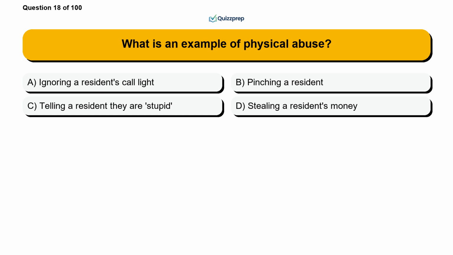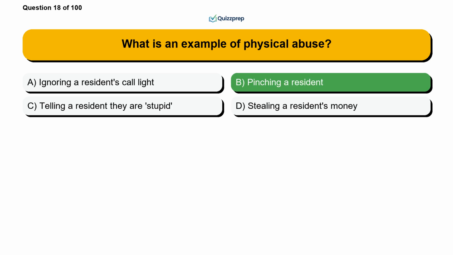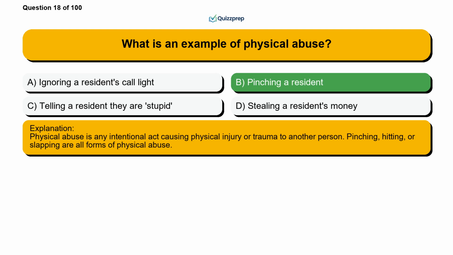Question 18. What is an example of physical abuse? Option A, ignoring a resident's call light. Option B, pinching a resident. Option C, telling a resident they are stupid. Option D, stealing a resident's money. The correct answer is option B, pinching a resident. Physical abuse is any intentional act causing physical injury or trauma to another person. Pinching, hitting, or slapping are all forms of physical abuse.